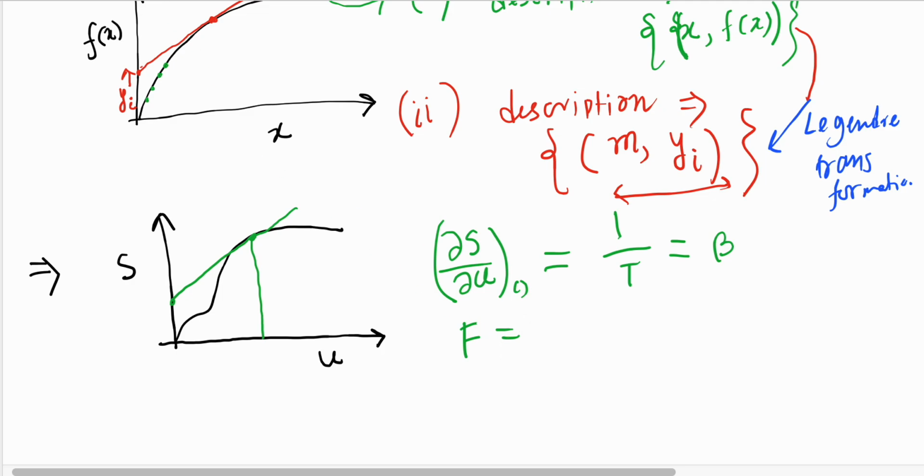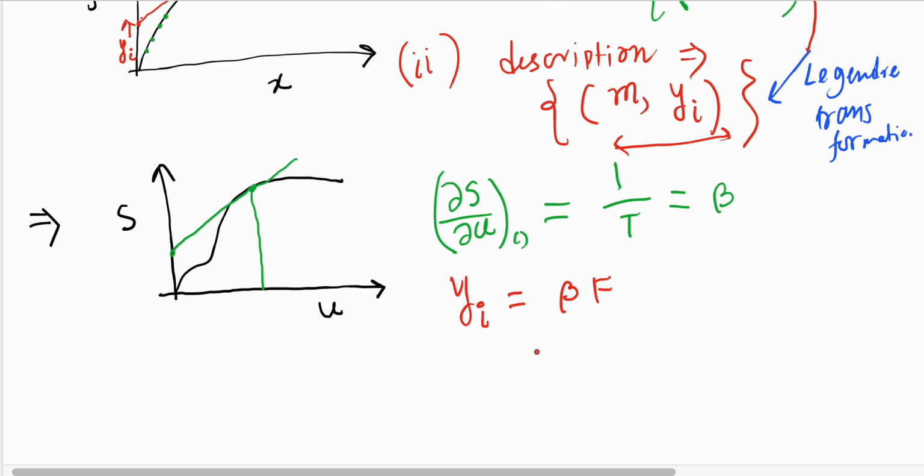And this intercept is nothing but, here the intercept y_i is equal to beta F. F what? F is the free energy. Free energy means F is equal to U minus TS. So this is another description of this entropy versus internal energy curve.